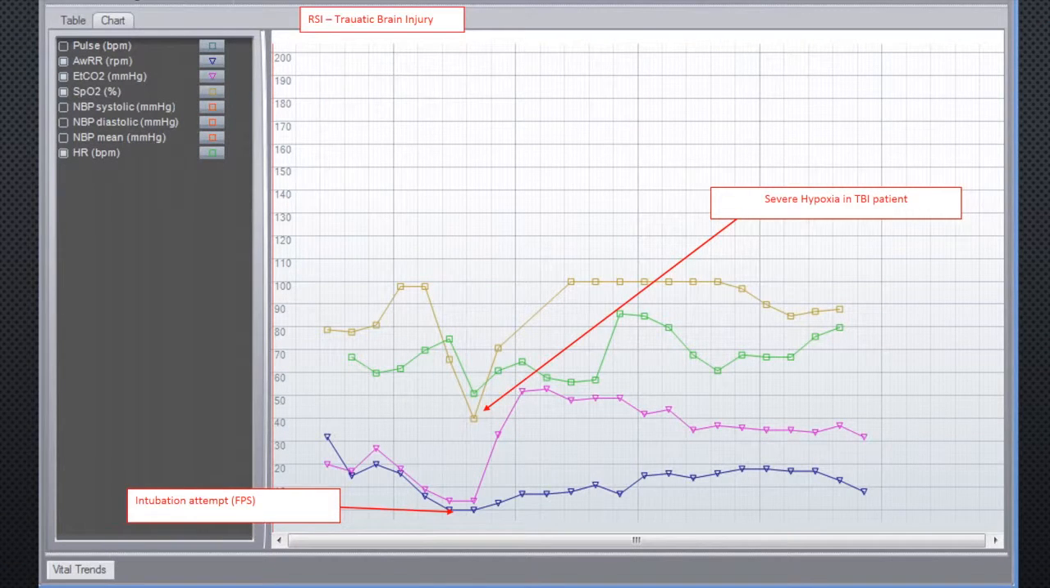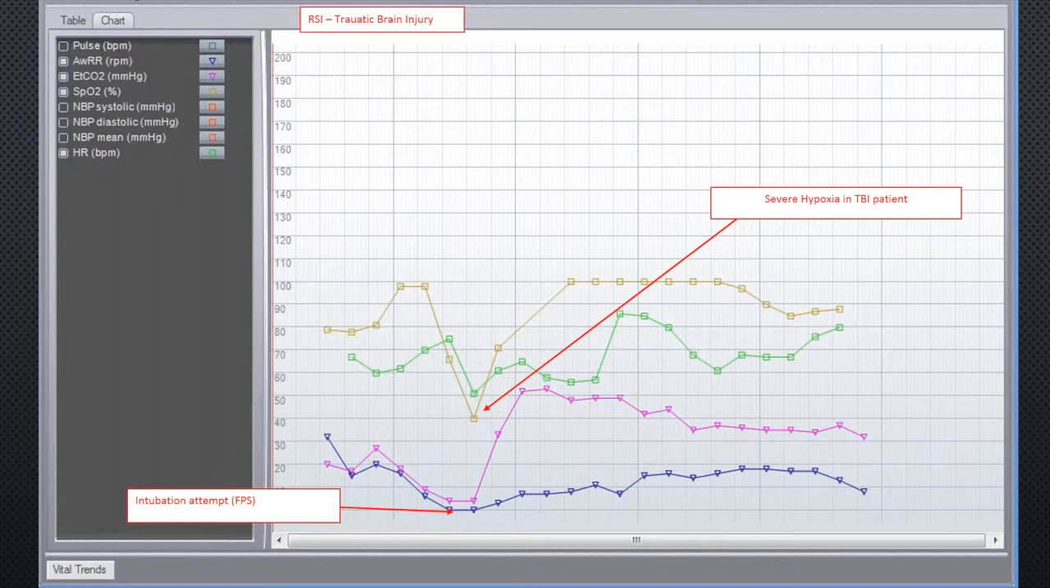Traumatic brain injured patient. SATs start off at 80. We get them up to 100 prior to the intubation attempt. We drop down to 40. That is a really, really low pulse ox. Get the patient intubated, and then they come back up.